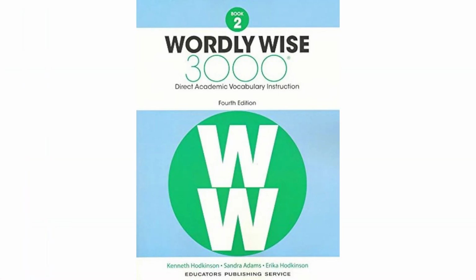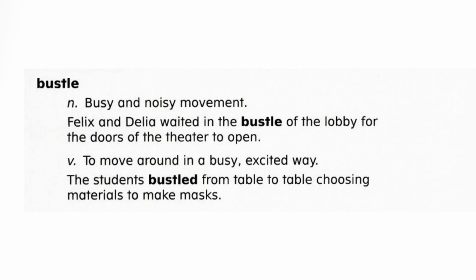Book 2, Lesson 13. Bustle. Bustle has two meanings. Bustle is busy and noisy movement. Felix and Delia waited in the bustle of the lobby for the doors of the theater to open. To bustle is to move around in a busy, excited way. The students bustled from table to table, choosing materials to make masks.